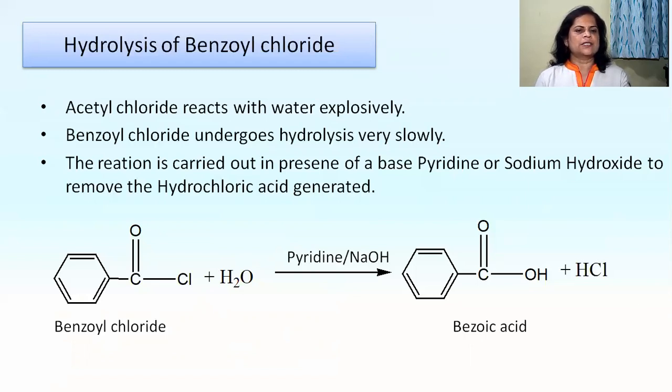So, the reaction of benzoyl chloride with H2O. Here, from H2O, H and Cl are removed as HCl, and only the OH group from H2O gets added to the C double bond O, forming benzoic acid. So this is the conversion of benzoyl chloride to benzoic acid simply by the hydrolysis process.